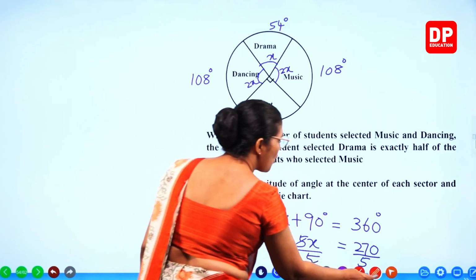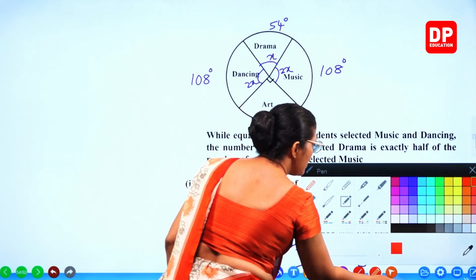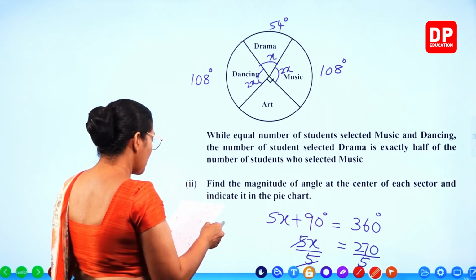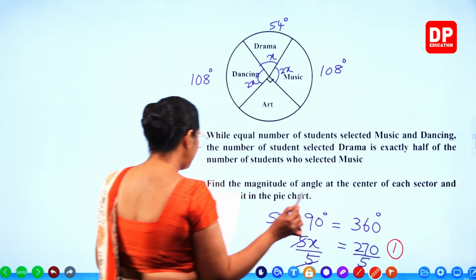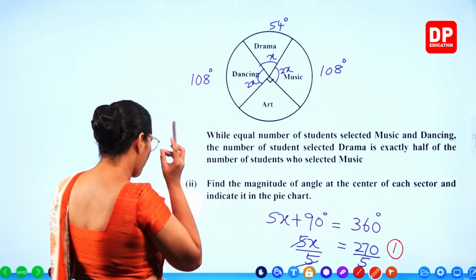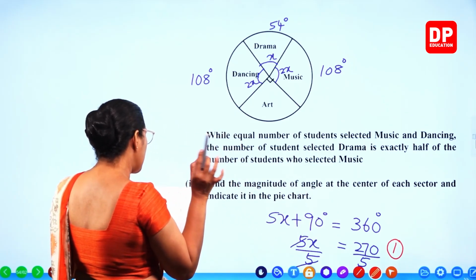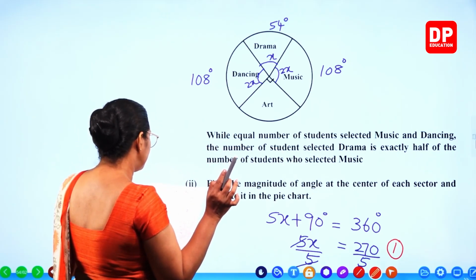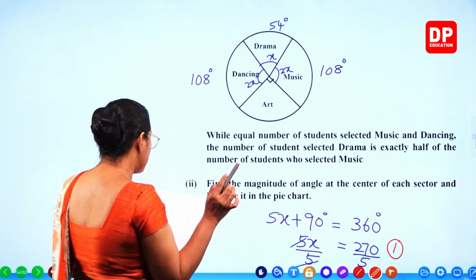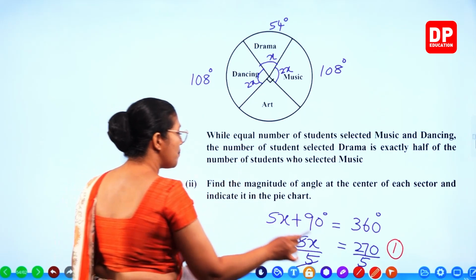How many marks are you getting for each angle? You are getting 1 mark for finding x. And that's all. For finding all the angles, just 1 mark. Then let's take the next one, part 3.